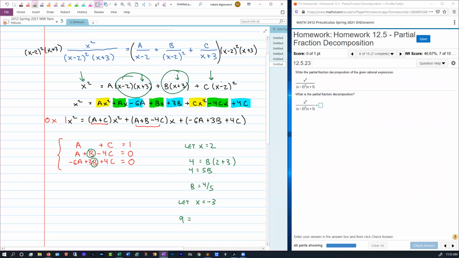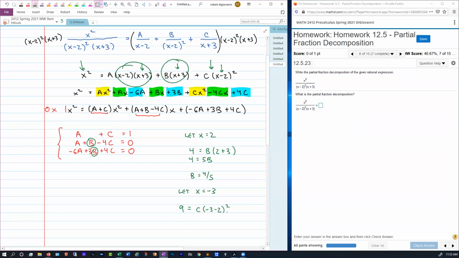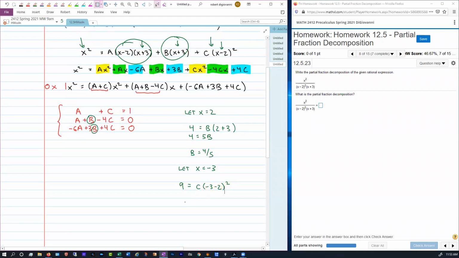And now if I plug in -3 right here, we're going to get C times (-3 minus 2) squared. So this is going to give us -5. We square it, we get 25. So that's going to be 25C. And if we divide both sides by 25, we get 9/25 is C.